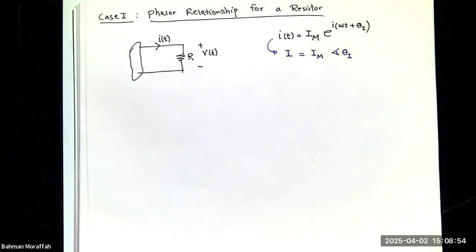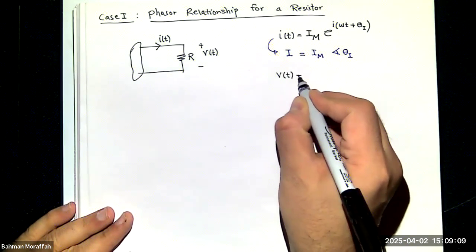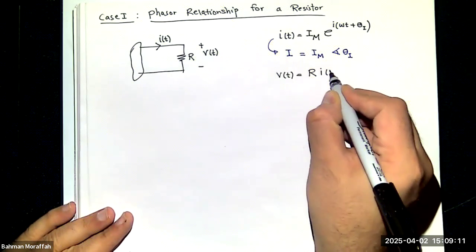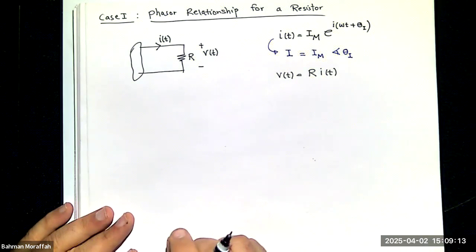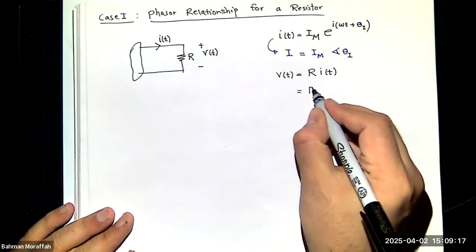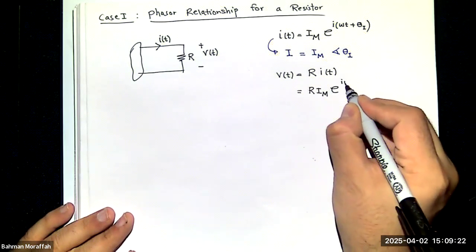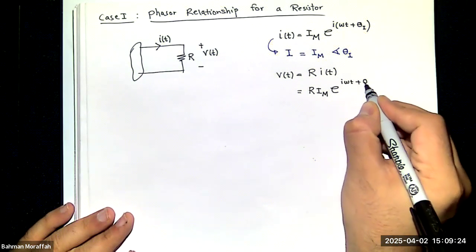What is v(t)? We know that. We've been using it. What is it? v(t) is R times i(t). It's Ohm's law, right? So I know v(t) is R times i(t). If I plug this i(t) in here, what do I get? I get R times Im e^(j(ωt + θI)).